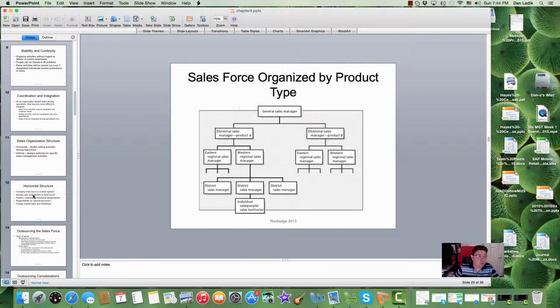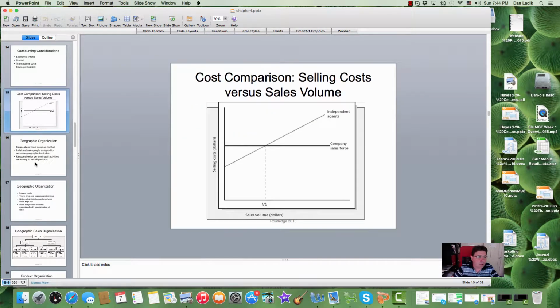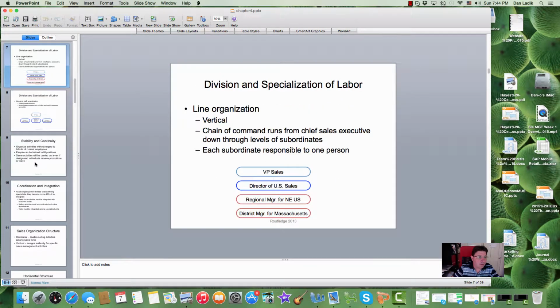Vertical. Think about vertical this way. Vertical is how deep within the organization the number of salespeople you get before you go to the top. So vertical organizations tend to be very hierarchical. Horizontal organizations tend to be flatter without as many of these. Now, hopefully that's a little helpful.